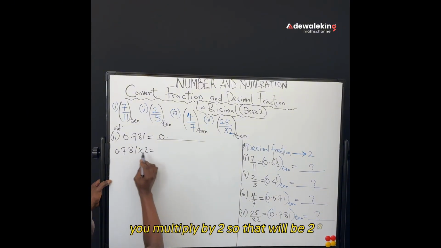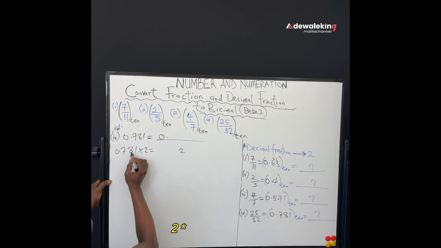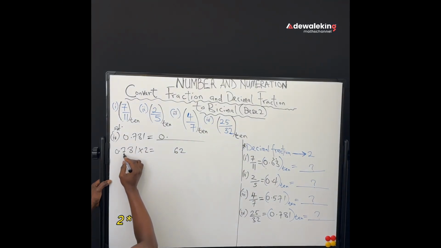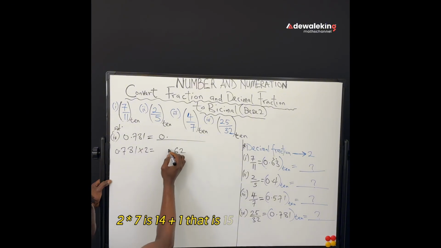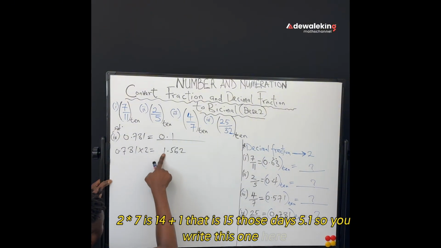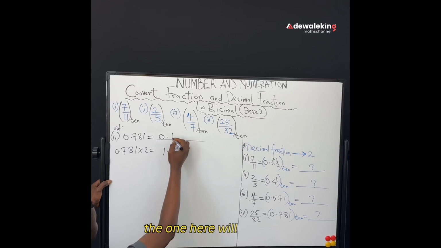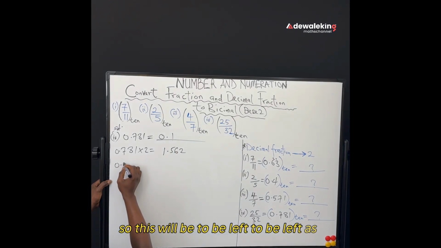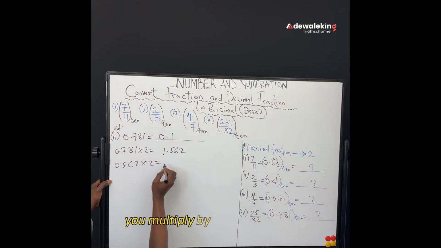So that will be 2 times 1, 2, 2 times 8, 16. So 6, you carry 1. 2 times 7 is 14 plus 1, that is 15. So that is 5. 1. So you write this one here. The one here will be written here. So this will be left as 0.562. You multiply by 2.